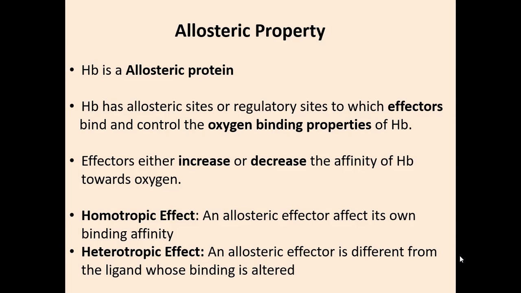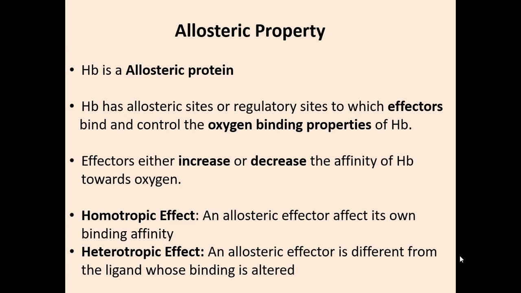Homotropic effect: an allosteric effector affects its own binding affinity. For this homotropic effect, the example is oxygen. Oxygen is the allosteric effector which affects its own binding affinity. I told you in the previous slides that binding of the first oxygen molecule enhances the affinity of the remaining hemoglobin subunits towards oxygen molecules. So it increases its own affinity.